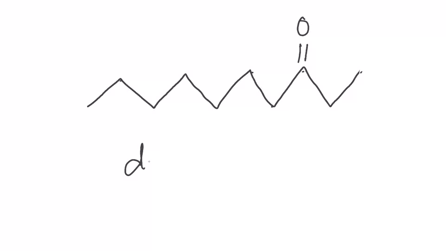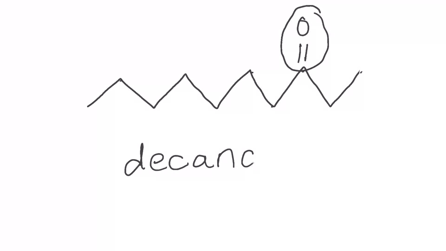So that is dec. They're all single bonds, so that's AN. This double bond to the oxygen is my functional group. And it's not on the end carbon, so it's not an aldehyde. It must be a ketone. And ketones have O-N-E for an ending.